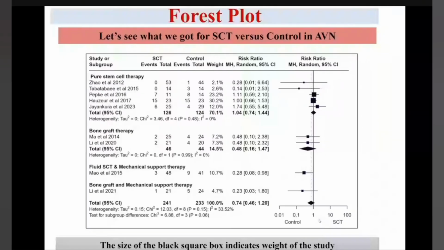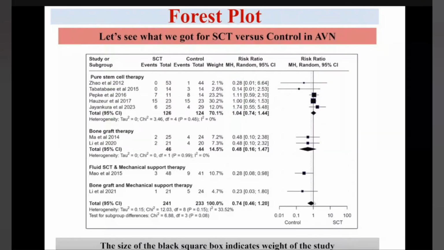Null effect means this. If anything comes on this line, like this article, Hauser et al., it is showing neither control nor SCT, both are equivalent. So anything that comes on this line shows that the intervention and comparator are similar. I will explain how to read the forest plot. As it is a ratio, and a ratio of 1 divided by 1 is always 1, our null effect will always be at 1.